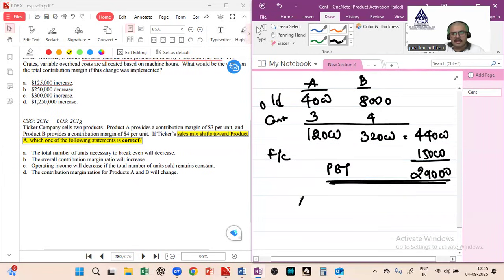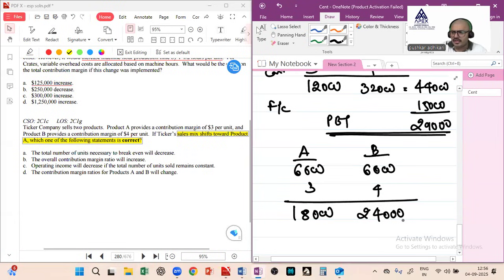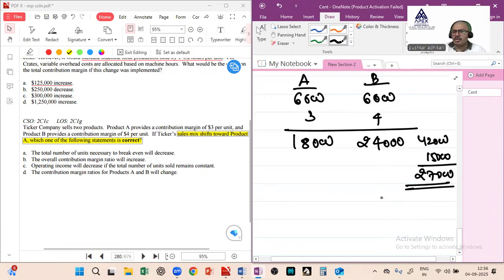Now, what have I done? Now, I have made A 6,000 and B has also fallen to how much? 6,000. So this is 3 and this is 4. So this becomes 18,000 contribution. This becomes 24. So what's 24 plus 18? You get to 42. Agreed or disagreed? Please notice that your contribution has fallen, but your fixed cost stays where it is. So 42 minus 15. What is the answer? The answer is 27,000.